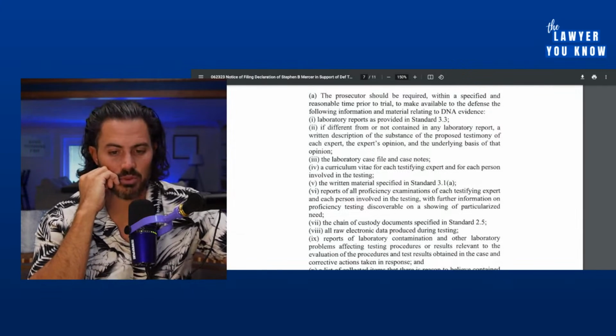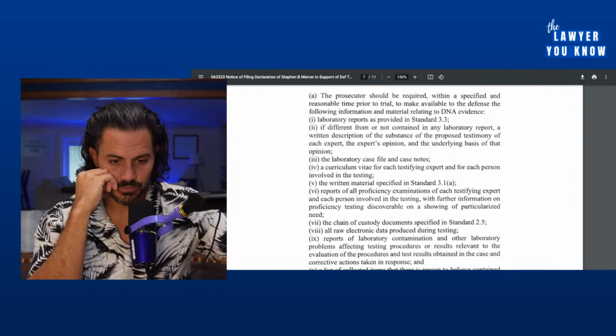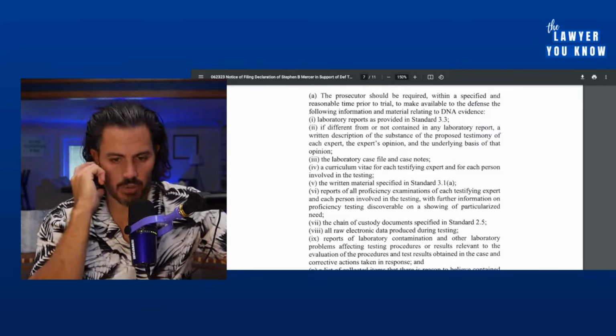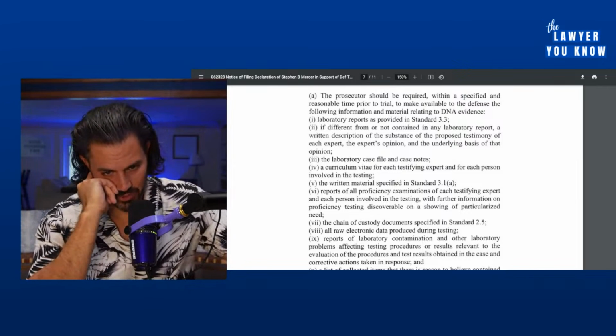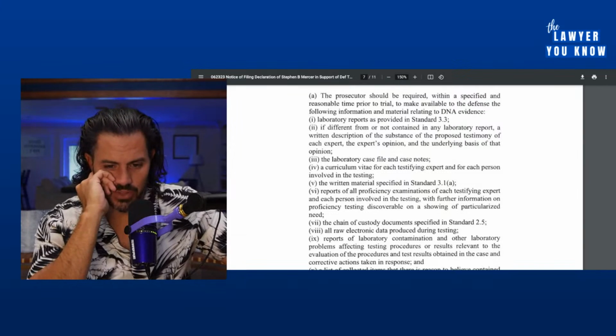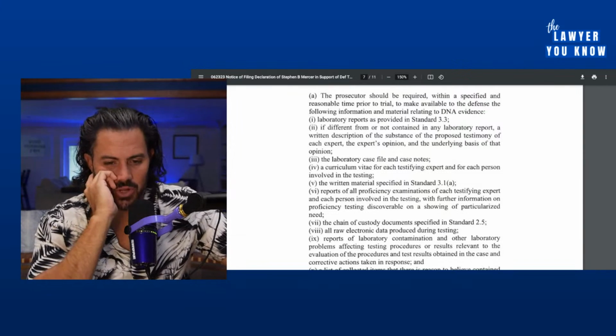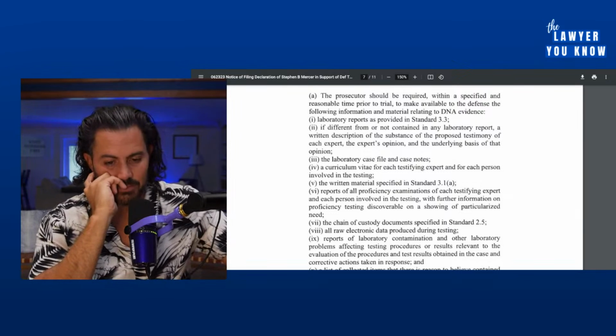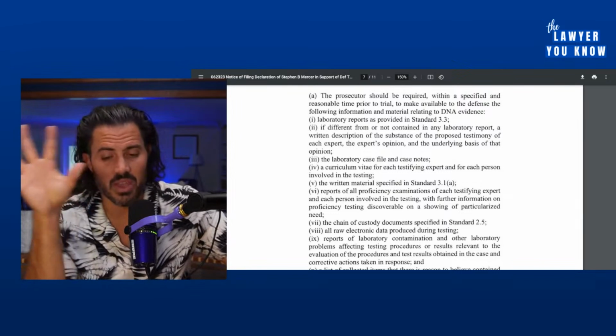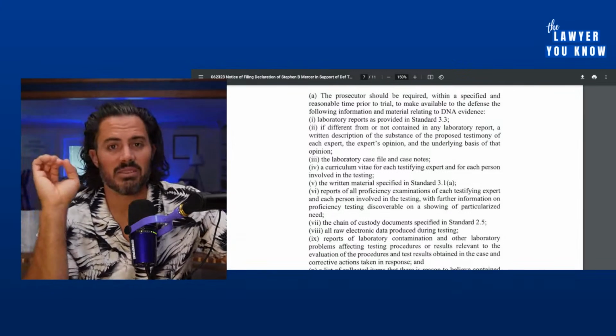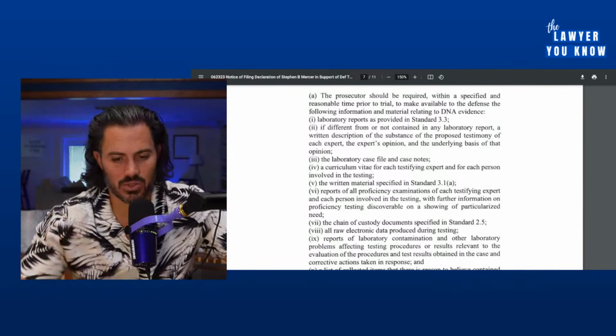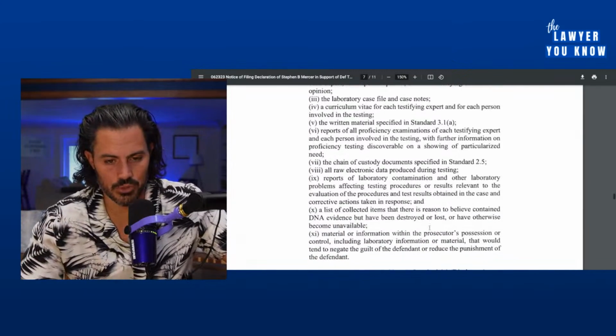Lab reports as provided in Standard 3.3. If different from or not contained in any lab report, a written description of the substance of the proposed testimony of each expert, the expert's opinion, and the underlying basis of that opinion. At this point, I believe, based on the way the state's writing things, they don't have an expert or expert report yet. So that's why that might not have been produced.